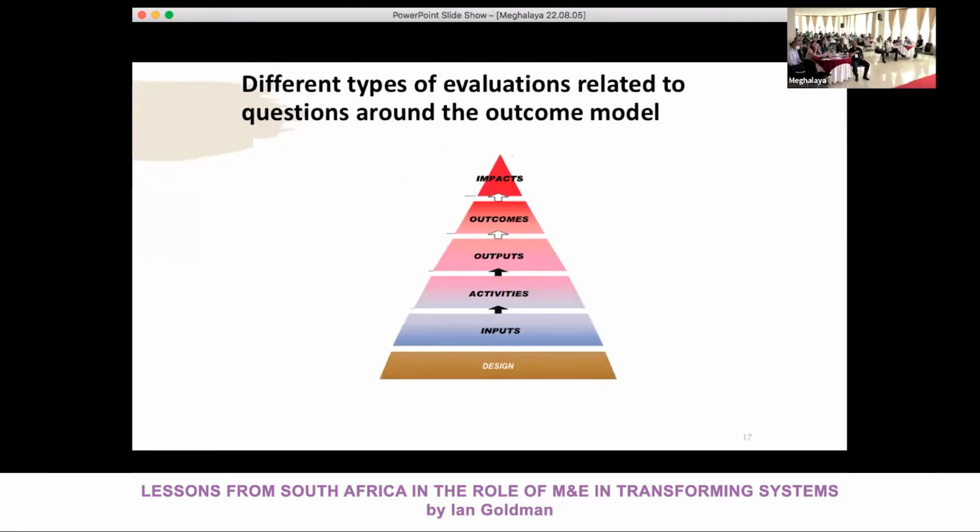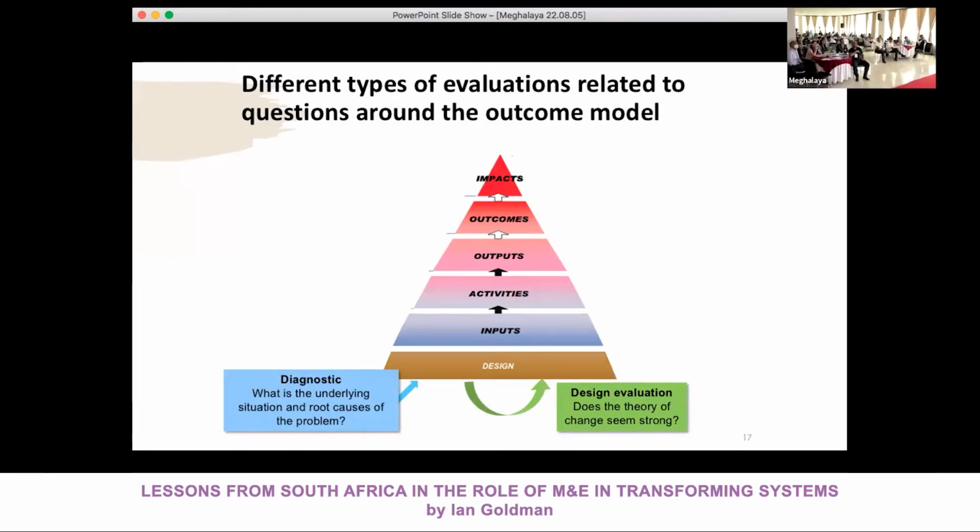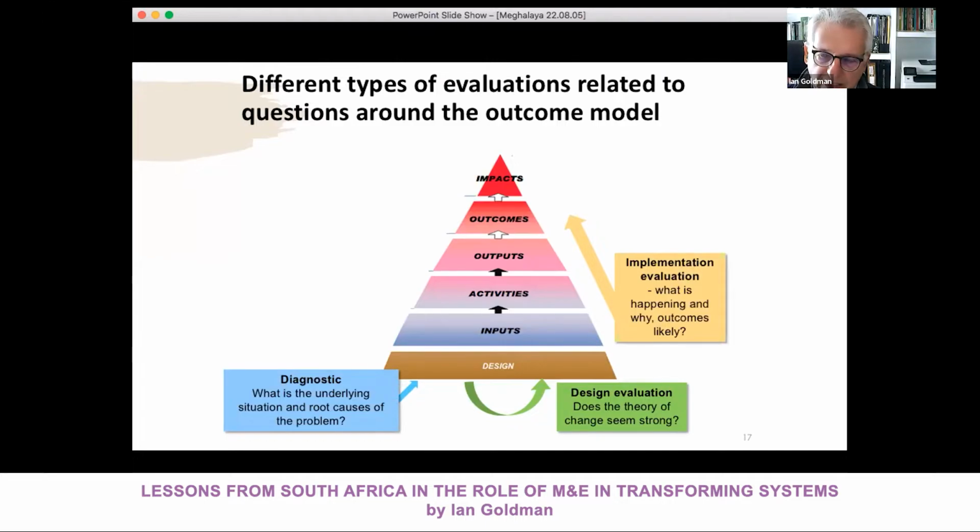And I just want to introduce that I talked about evaluations being at different stages. So we talk about diagnostic evaluations, which look at the underlying situation and root causes. We talk of design evaluations, which check a program or a policy before it's implemented to see if the design is robust. Does it look like the theory of change is strong? And this would pick up, if they were done regularly, this problem where the diagnosis is not being done correctly. Then there's implementation evaluation, which is looking at what is happening and why, and what outcomes are likely to be achieved.